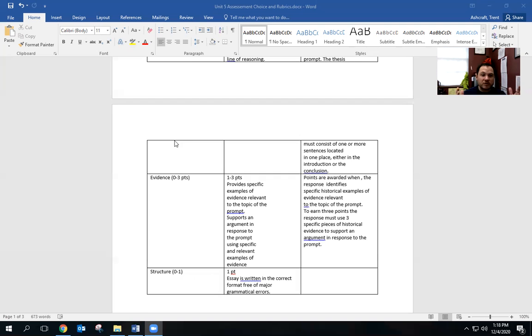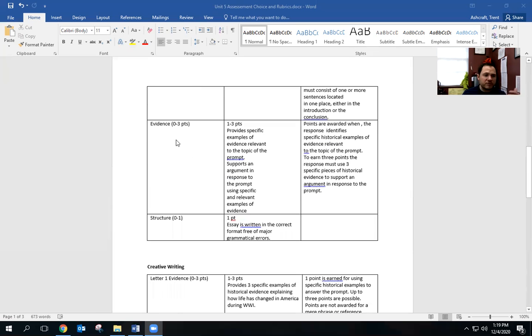Points are awarded when the response identifies specific historical examples of evidence relevant to the topic of the prompt. To earn 3 points, the response must use 3 specific pieces of historical evidence to support the argument in response to the prompt. And this cannot simply be listing or a mere reference to something. You have to have 3 points. First this, and then this. And using all those together, that explains how World War I changed America.